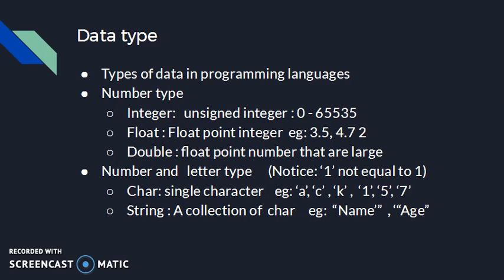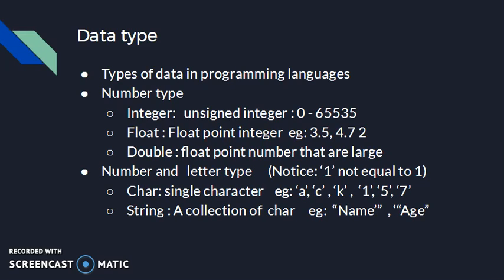In number type, there are 3 subtypes. Integer is a number ranged from 0 to 65,535. Float point is a float point integer. For example, 3.5 or 4.72. Double is a float point number that is large.